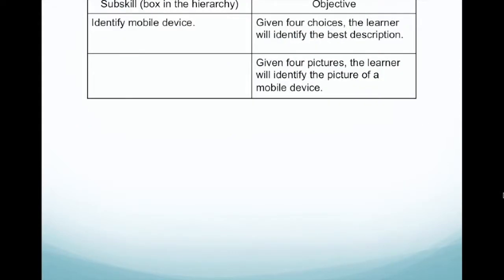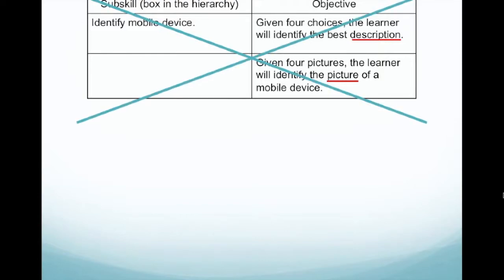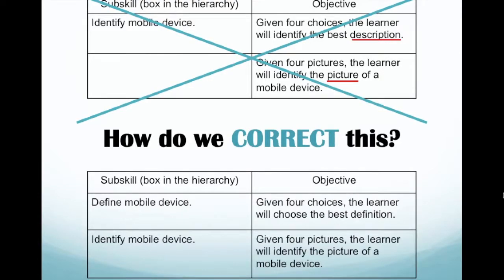Okay, here's another example. Identify mobile device. But now we've written 2 objectives. One includes a description, and the other includes a picture. These are actually 2 different types of skills. So how do we correct this? Let's look here. We've actually added another subskill. One is to define the mobile device, and the other is to identify mobile device. You really need both of these behaviors in this case.